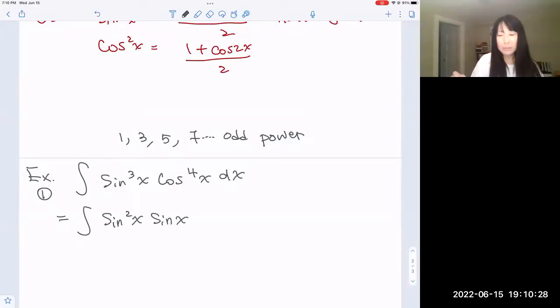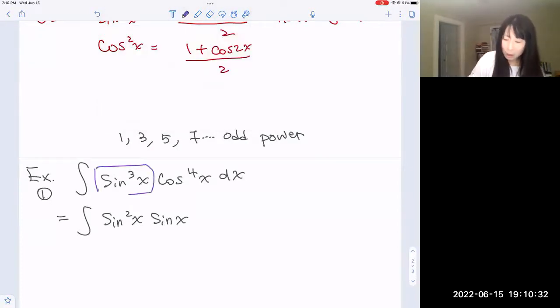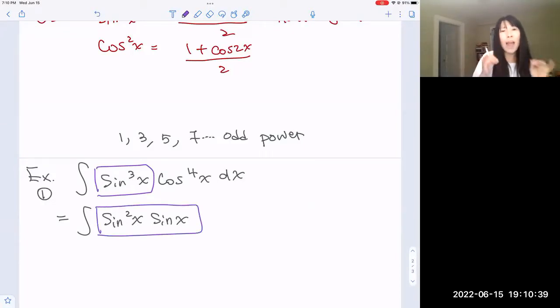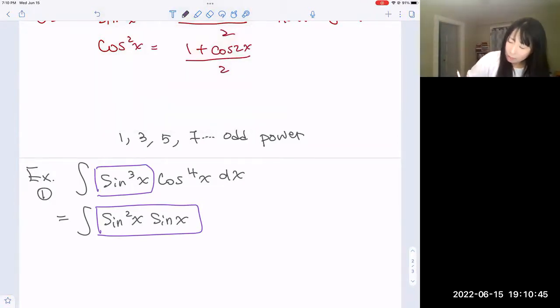Do you agree? So, third power, yes, good. And we split off this way because we have to make a sine squared x, by strategy. Now we have cosine to the fourth power, excellent, x dx.